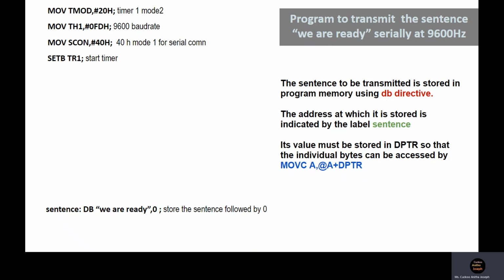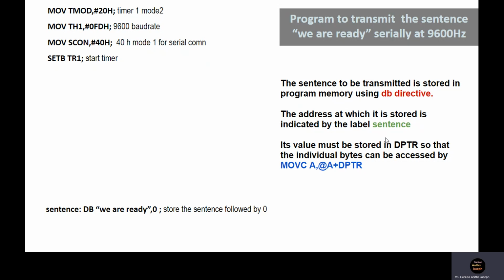We should first store the sentence in program memory using the DB directive. Then we should access bytes from the sentence one by one using the MOVC A, @A+DPTR instruction. To use that instruction, the DPTR should contain the starting address, that is, the address corresponding to sentence should be available in the data pointer. The sum of A plus DPTR will give the address of the data that will be copied into the accumulator. So the accumulator has to be 0 and the data pointer should contain the address corresponding to the label sentence.